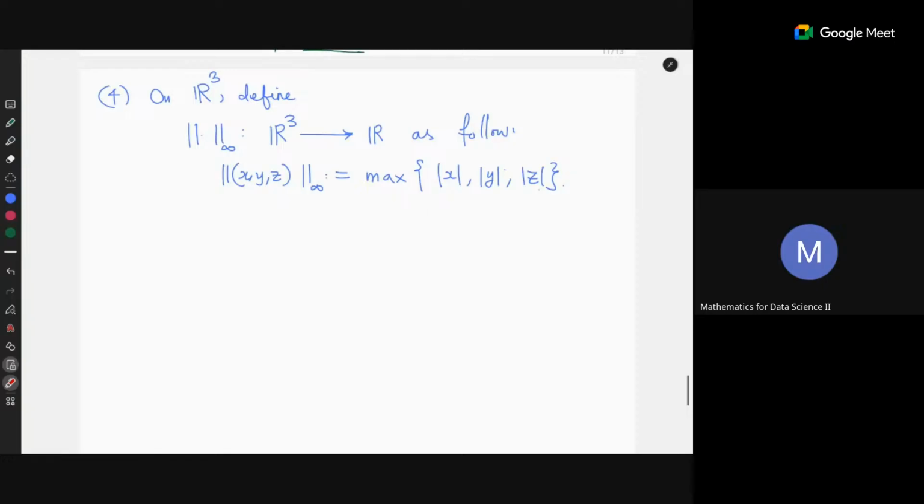Now, let's take another example of a norm, which we define on R3. So we need to prove that it is a norm. So first condition is the triangle inequality. So let's prove the triangle inequality itself. So this is the definition of the norm: the maximum of all these three quantities.